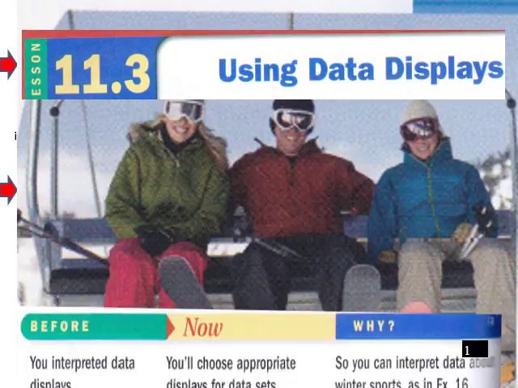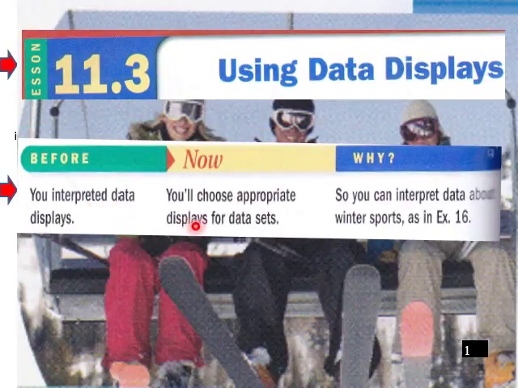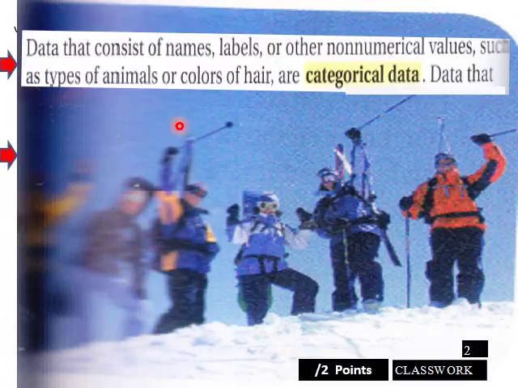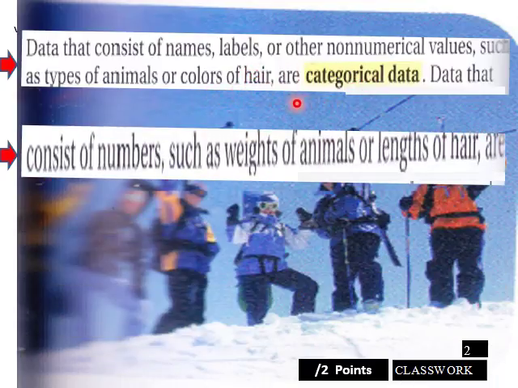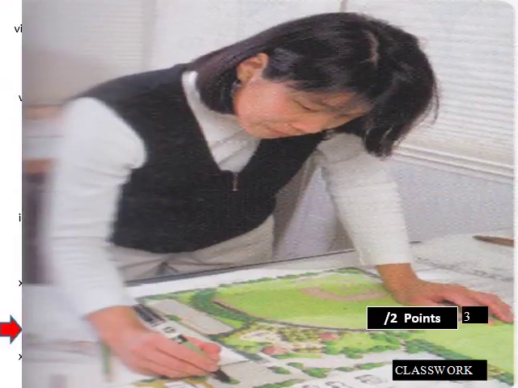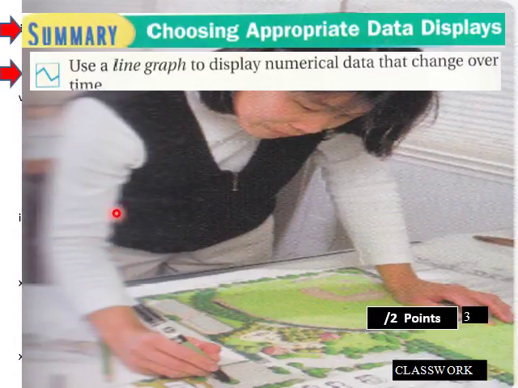Okay, into our lesson, using data displays. You interpret the data displays, and you'll choose appropriate displays for data. Data that consists of names, labels, or non-numerical values, such as types of animals or colors of hair, are categorical data. Data that consists of numbers, such as weights or lengths, are numerical data. When you choose a data display, one factor you should consider is whether data are categorical or numerical. So, in choosing an appropriate data display, here's a list.